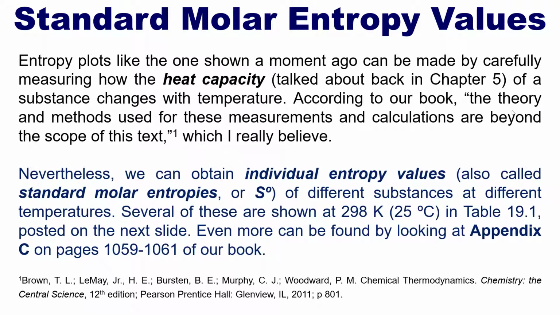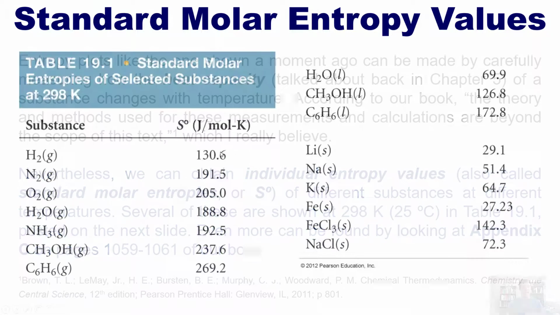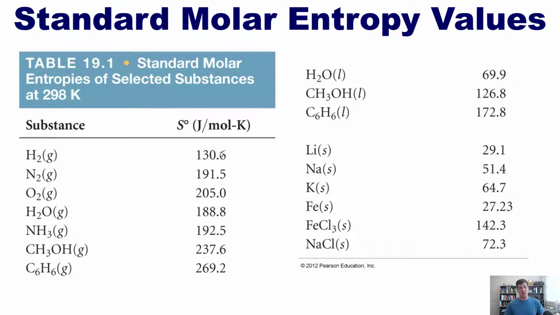Nevertheless, we can obtain individual entropy values, also called standard molar entropies, or S0, of different substances at different temperatures. Several of these are shown at 298 Kelvin, which is 25 degrees Celsius, around room temperature, in table 19.1 posted on the next slide, as well as in our book. Even more of these can be found by looking at Appendix C on these pages in our text. Here then is that table, which you're welcome to pause and look at for a moment.